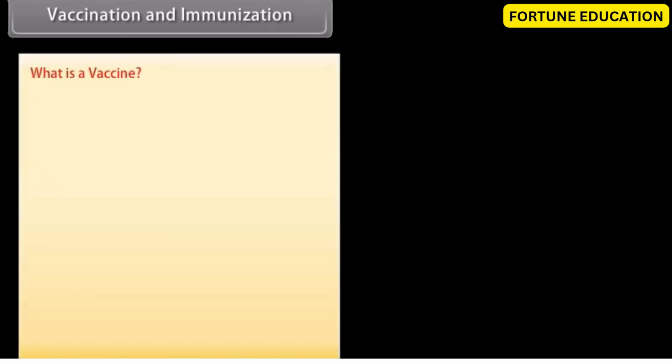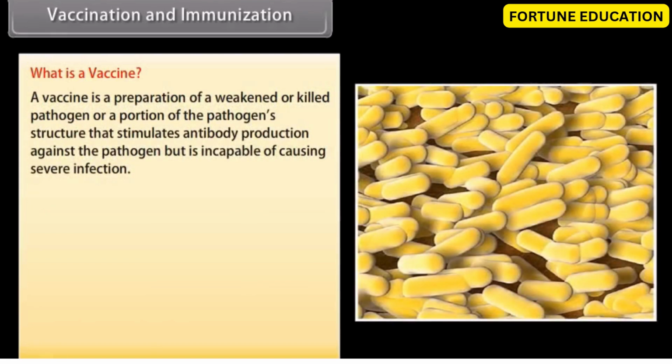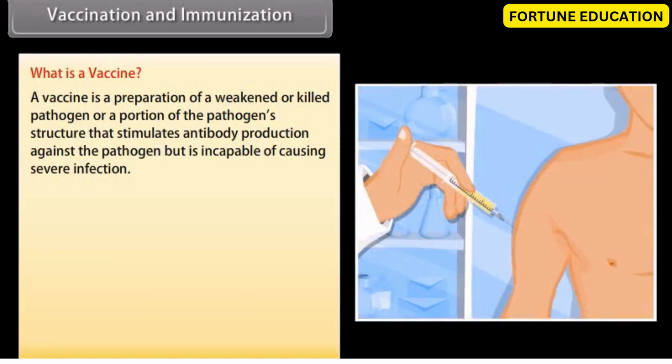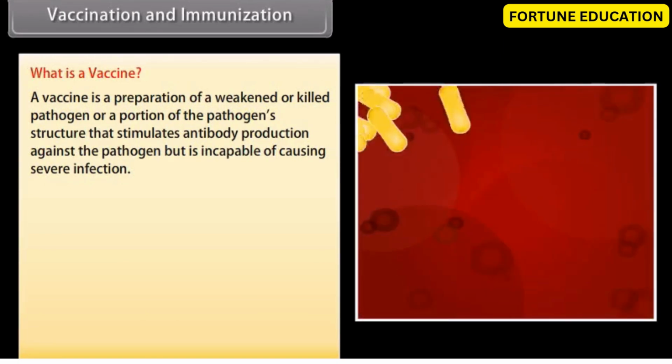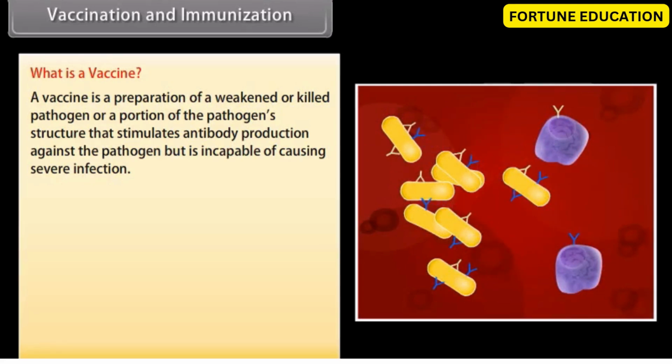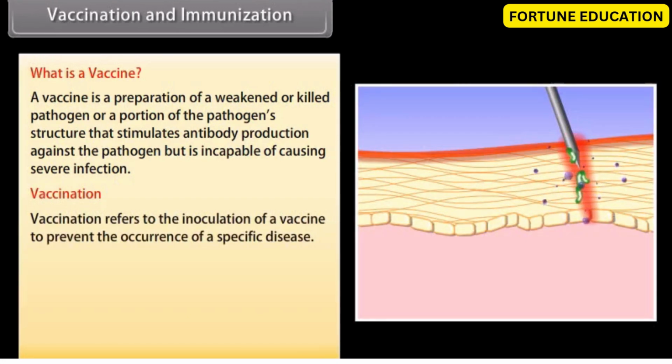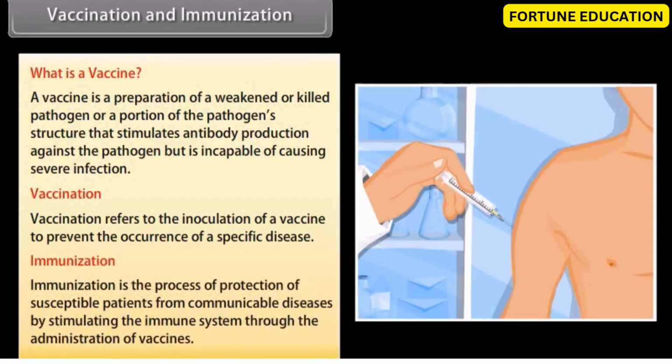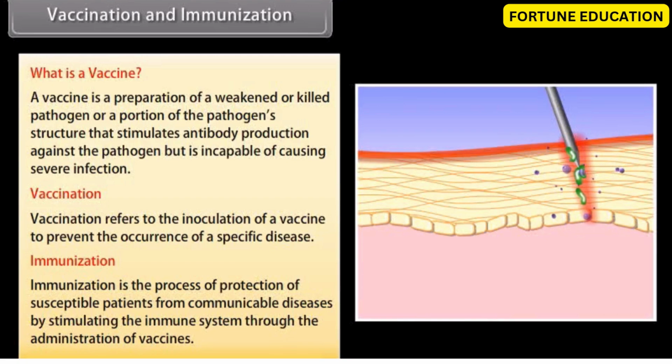Vaccination and immunization. What is a vaccine? A vaccine is a preparation of a weakened or killed pathogen or a portion of the pathogen's structure that stimulates antibody production against the pathogen but is incapable of causing severe infection. Vaccination refers to the inoculation of a vaccine to prevent the occurrence of a specific disease. Immunization is the process of protection of susceptible patients from communicable diseases by stimulating the immune system through the administration of vaccines.